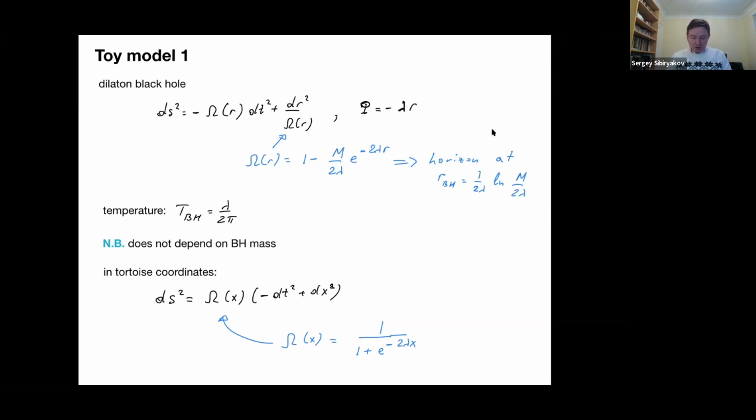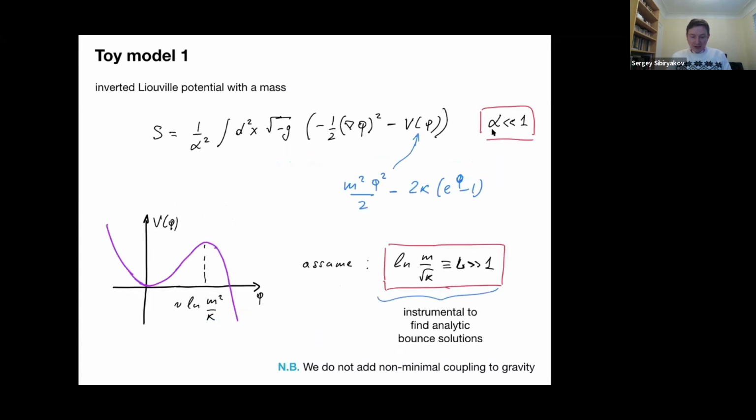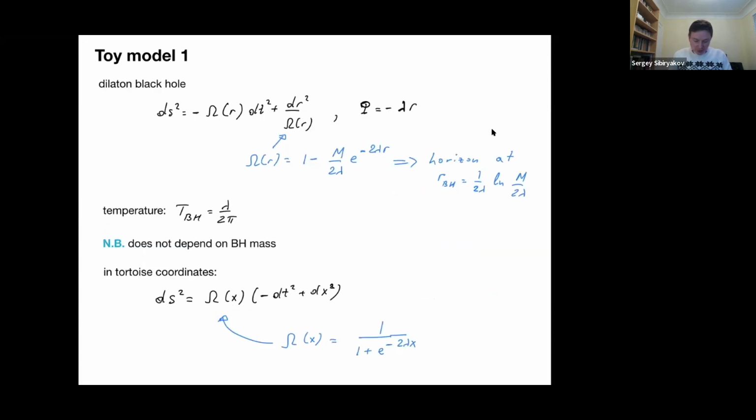Okay, then we can go to tortoise coordinates. This part of the analysis is completely similar to 4 dimensions. So in the tortoise coordinates, the outside of the black hole corresponds to the full axis of the coordinate x, from minus infinity to infinity. That's where we are going to define our vacuum states.